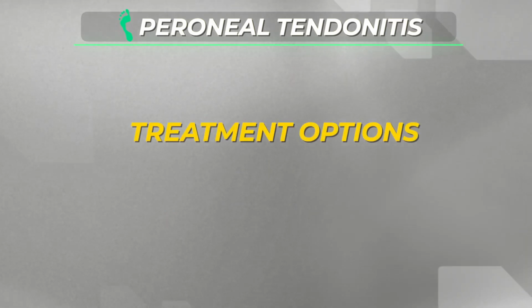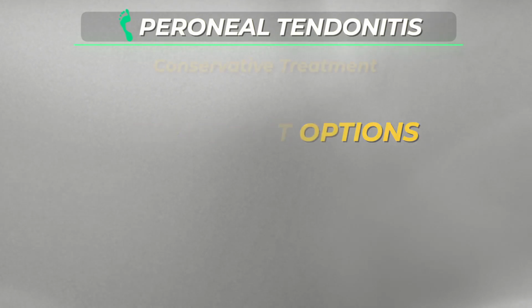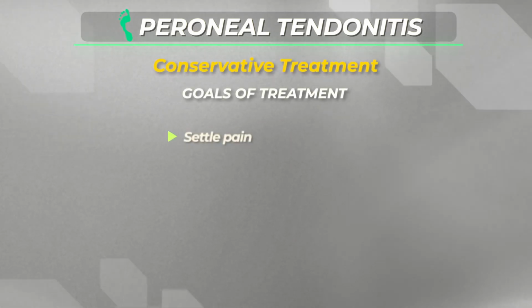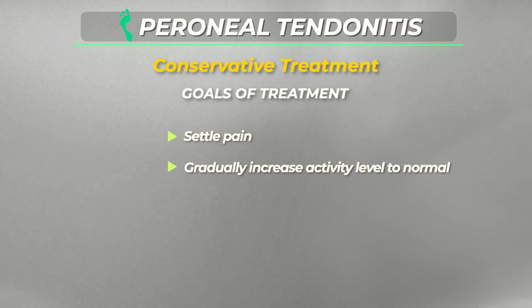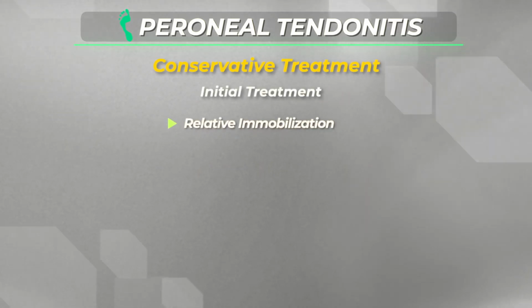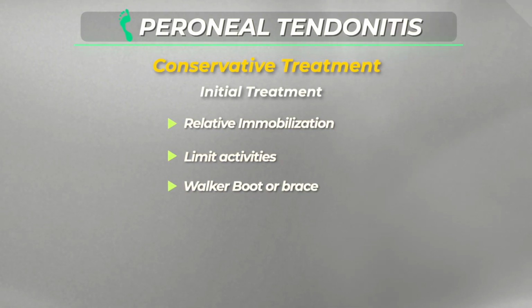Most patients with peroneal tendonitis can have their symptoms considerably improved or eliminated with conservative treatment. The goals of treating peroneal tendonitis is to get the pain symptoms to settle down and then gradually increase the patient's activity level back to normal. This is often done with an initial period of relative immobilization by limiting activities and possibly placing the patient in a walker, boot, or brace.